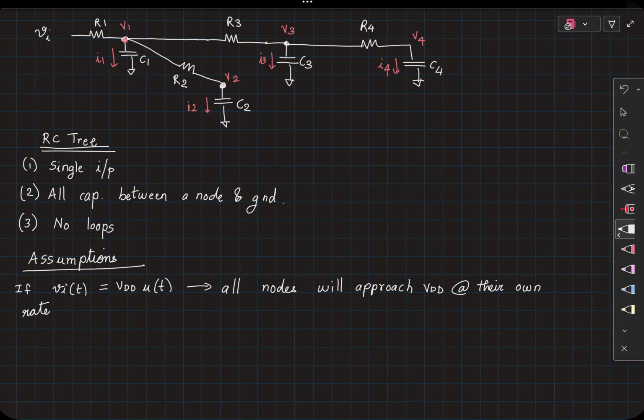So meaning, if I were looking at the node Vk of t, it can be modeled as some VDD into 1 minus e power minus t by the time constant, which is going to be tau k. So every node will have its own time constant. You cannot calculate the time constant for V4 and expect to see V2 also approach VDD with the time constant that you calculated for this node. For every single node, you have to calculate its own time constant.